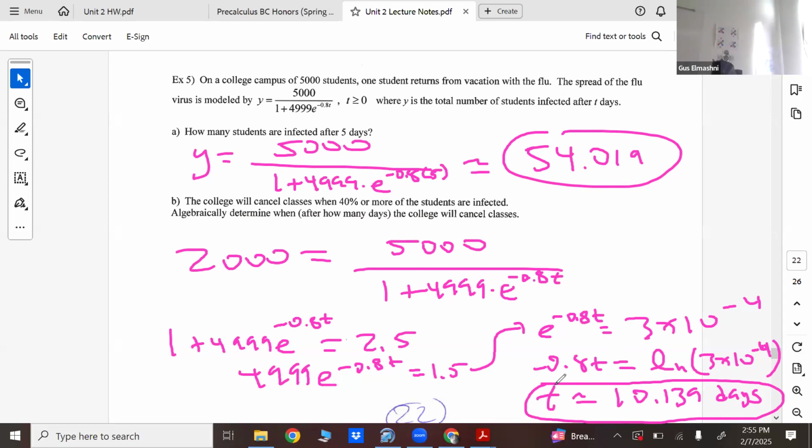All right, hopefully you got 54.019 people, or in fact, that's 5 days. So it's kind of slow at first, you know, you can plug in like 1 day, and not many people are infected. But it starts rising pretty fast. 40% is 2,000 people infected. And this is probably a more accurate model.